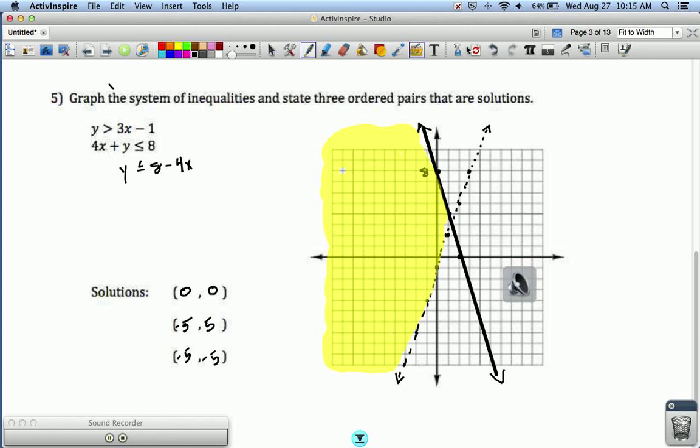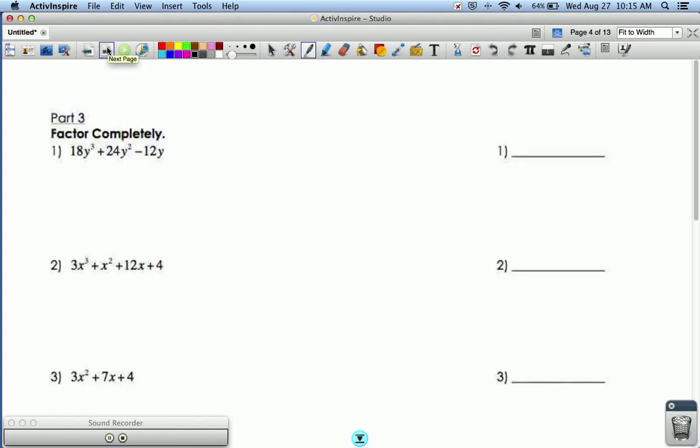Let's move on to page 4, which is factoring. Factor completely. So it looks like 6y is coming out of there. We're left with 3y squared plus 4y minus 2. All right, well, it is possible this could be factored yet, right? So we're going to look at that also.